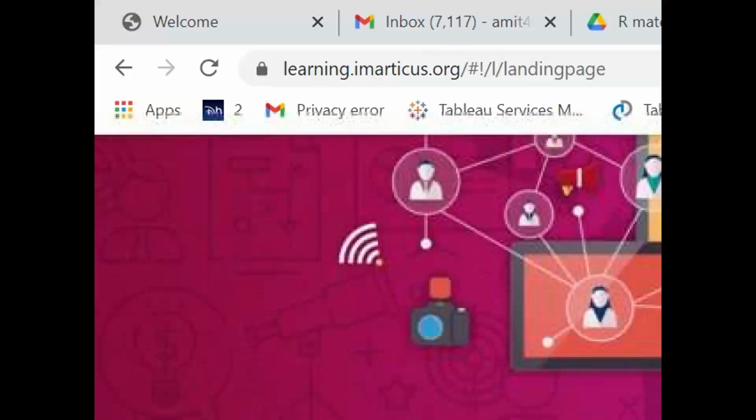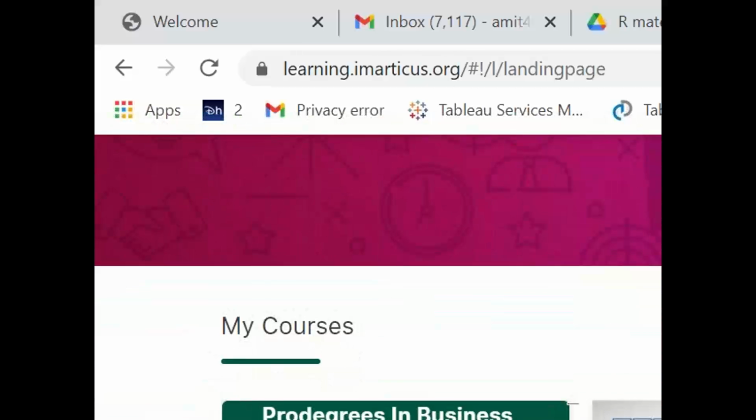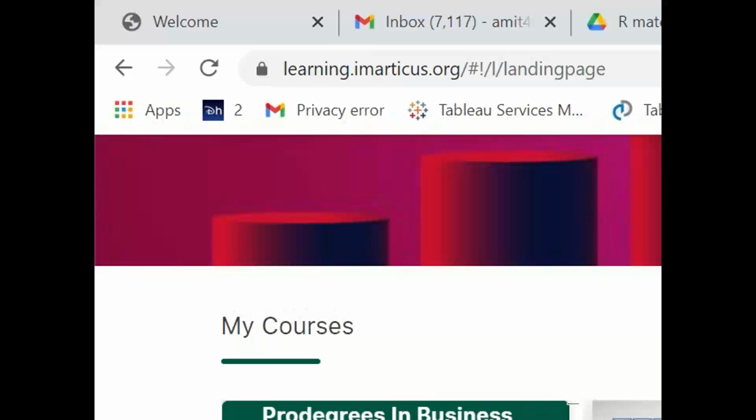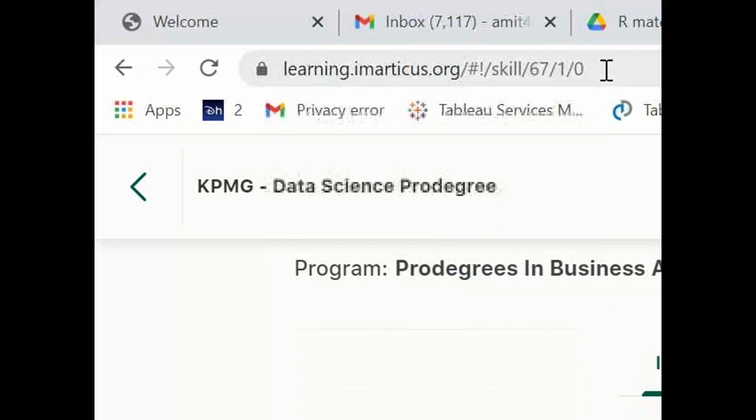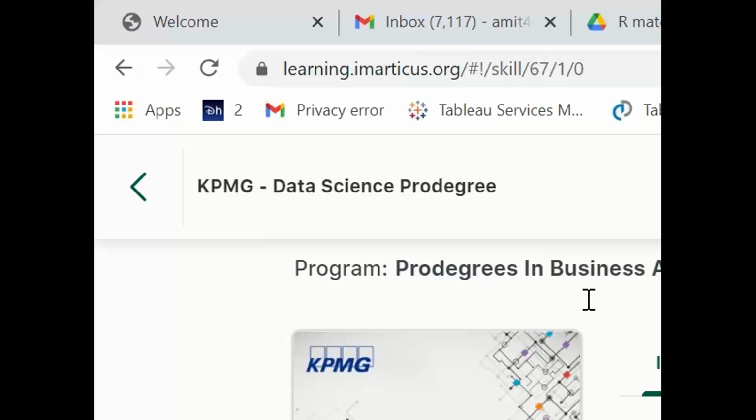Amit, this is Bhavani here. The one you're sharing is a shared drive, is it? No, no, this is the Ematicus LMS. You need to log in with your ID and password on your LMS, and over there you will be able to find it.